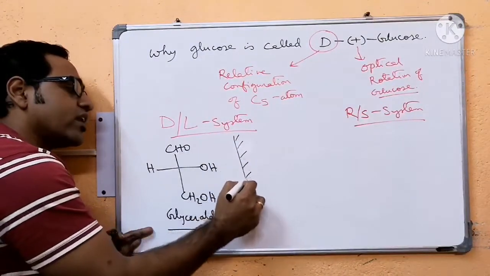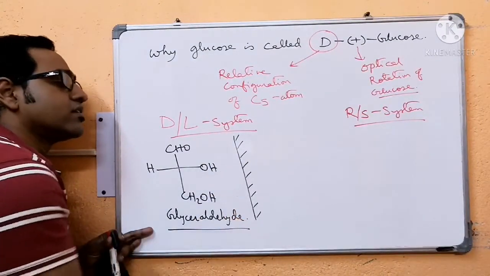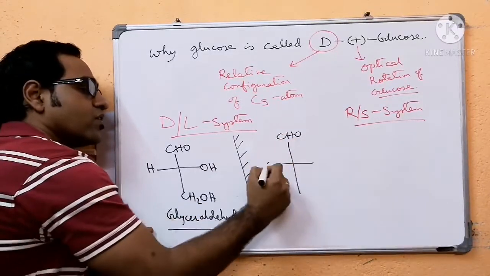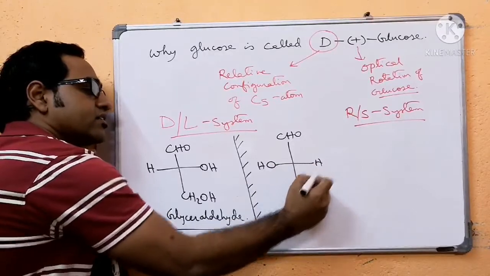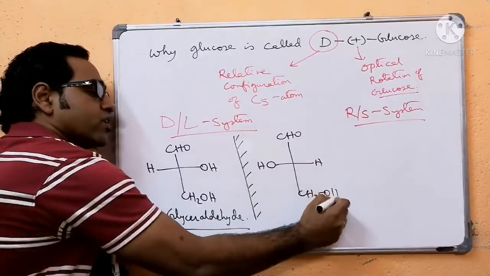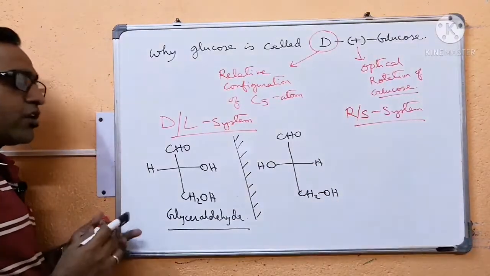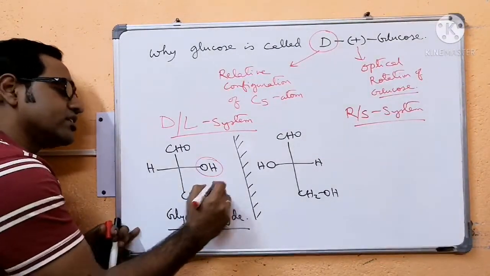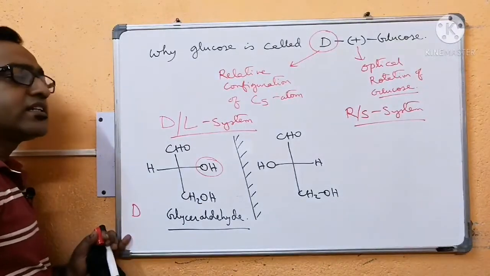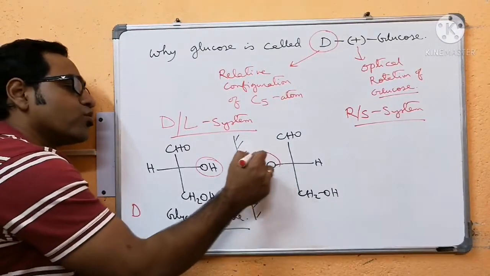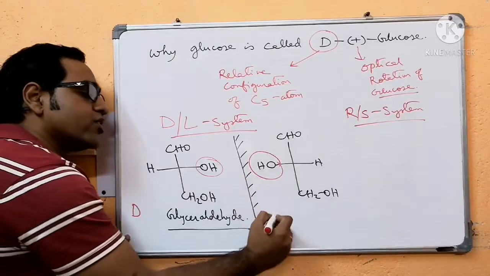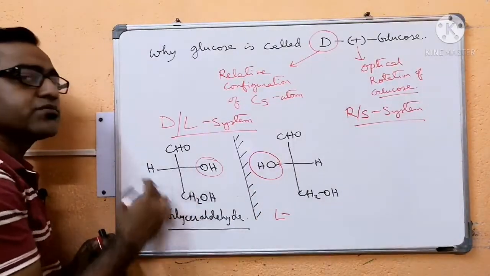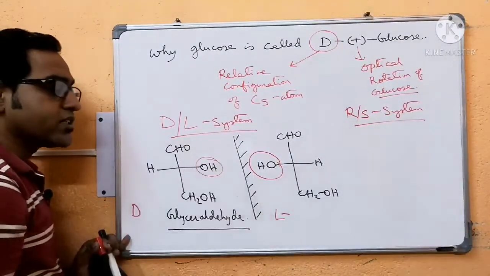Glyceraldehyde has two enantiomers, an enantiomeric pair: CHO, OH, H, CH2OH. Whenever this OH group is on the right hand side, we call it D-glyceraldehyde, and whenever this OH group is on the left, we call it L-glyceraldehyde in the Fischer projection formula.